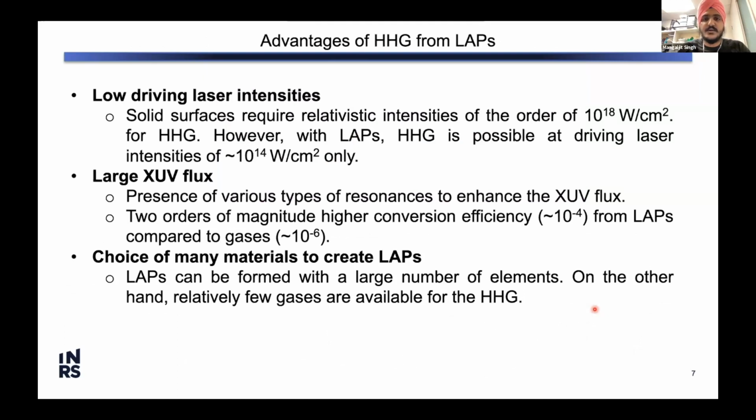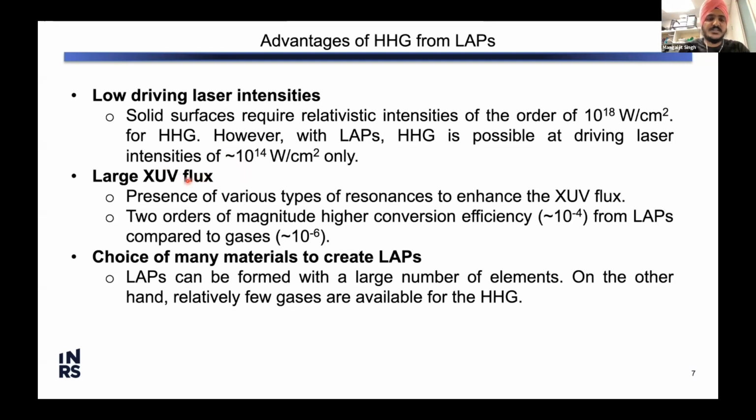So there are several advantages of studying or generating harmonics from laser-ablated plume as compared to other methods. For example, if we compare it with solid surfaces, then these kinds of methods require laser intensities of the order of 10^18 watt per centimeter square. However, in our case, we can use laser intensities of the order of 10^14 watt per centimeter square.